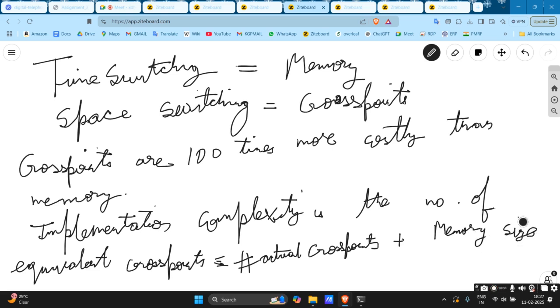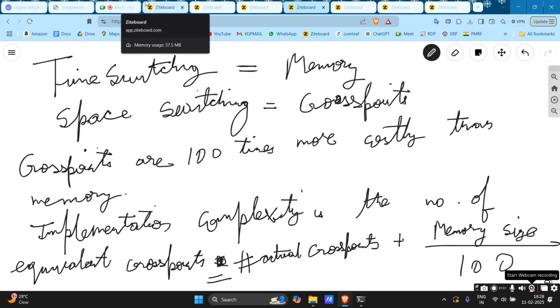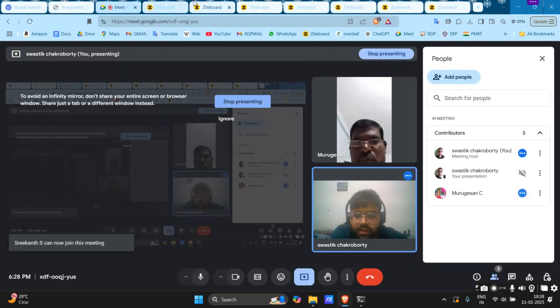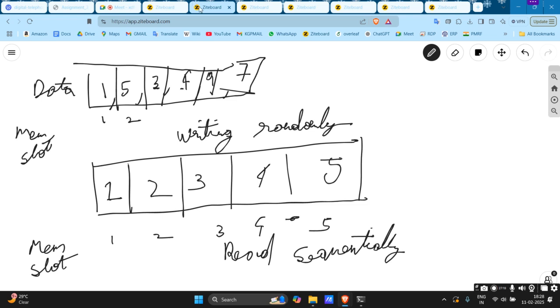But memory is not as costly as a cross point. It is 1/100th of a cross point. So the cost will be memory size divided by 100. So number of actual cross points plus memory size divided by 100. That is the implementation complexity in terms of the number of equivalent cross points. So this is a very important formula. Equivalent cross points means number of actual cross points plus memory size divided by 100. So that is that.